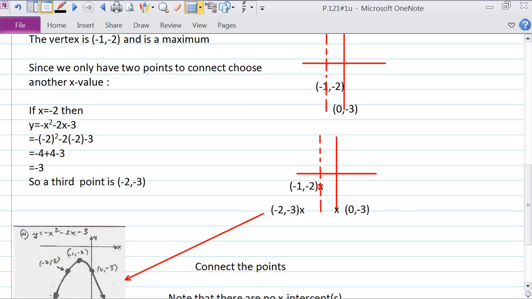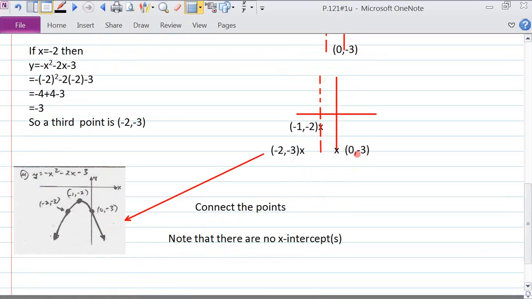Now notice that at no point does this graph, as we said before, have x-intercepts. So it will not cross this axis right here. If we connect these 3 points, this one to this one to this one, here's the graph over here. So you can see here is the axis of symmetry. This is the vertex, this is the y-intercept, and this is a third point that we chose.